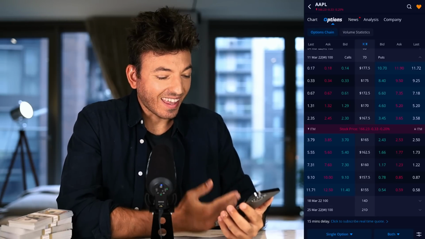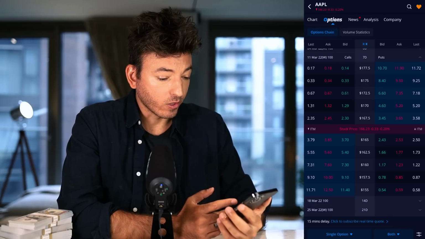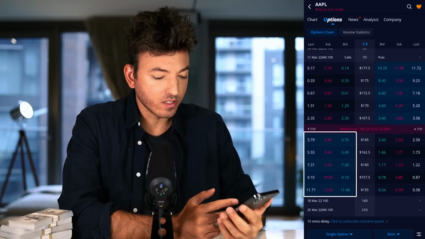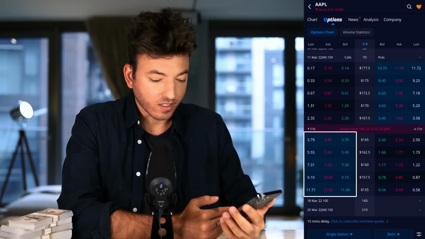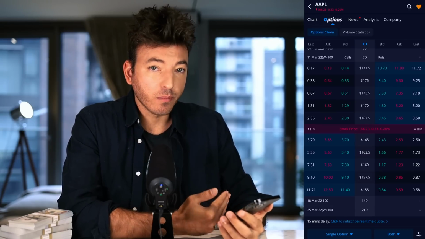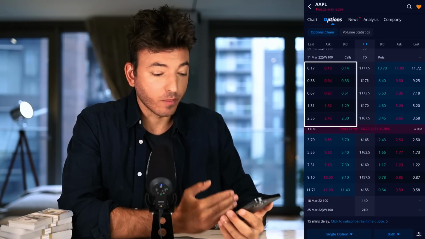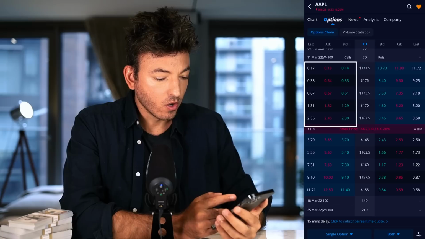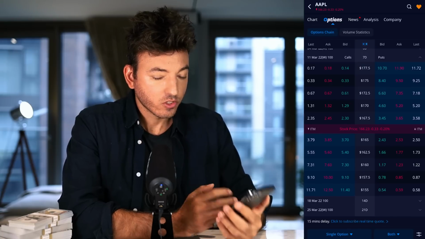So if I wanted to buy an in the money call option, I would look at in the money going down this section, and I know that the in the money ones are 165, 162, 160, 157, and going down this section of the option chain. If I wanted to buy an out of the money call, then I would look at the out of the money options going the opposite direction. So I would look at 167, 170, 172, so on and so forth.